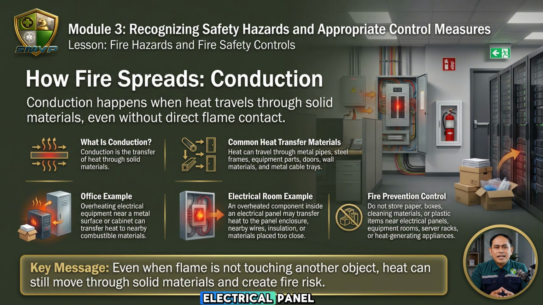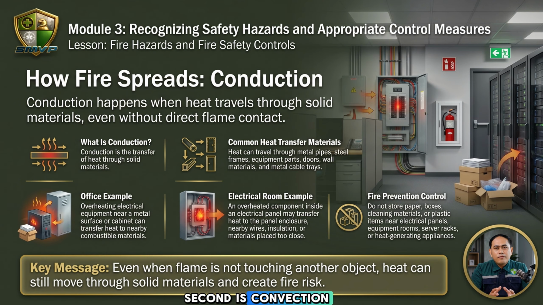Another example is an electrical panel or equipment room. If a component inside overheats, the heat may transfer to the panel enclosure, nearby wires, insulation, or materials placed too close to it. So the lesson here is, even if the flame is not directly touching another object, heat can still move through solid materials. That is why we should not store paper, boxes, cleaning materials, or plastic items near electrical panels, equipment rooms, server racks, or heat-generating appliances.